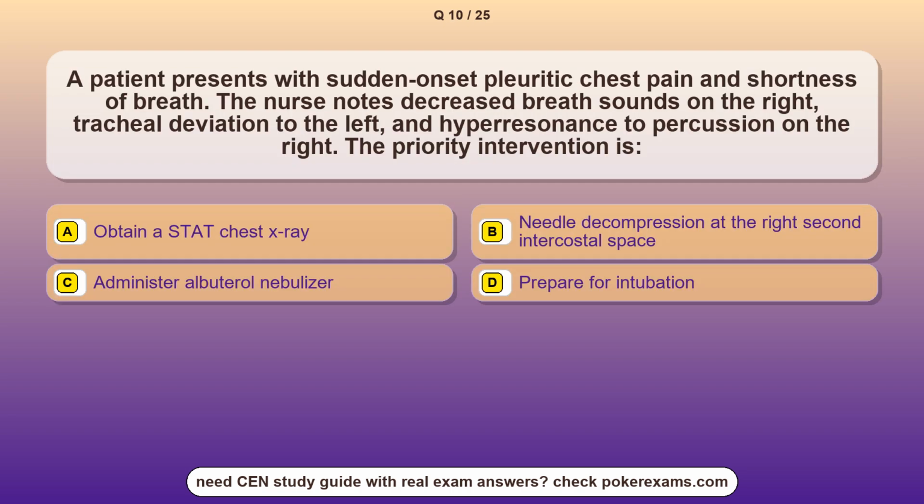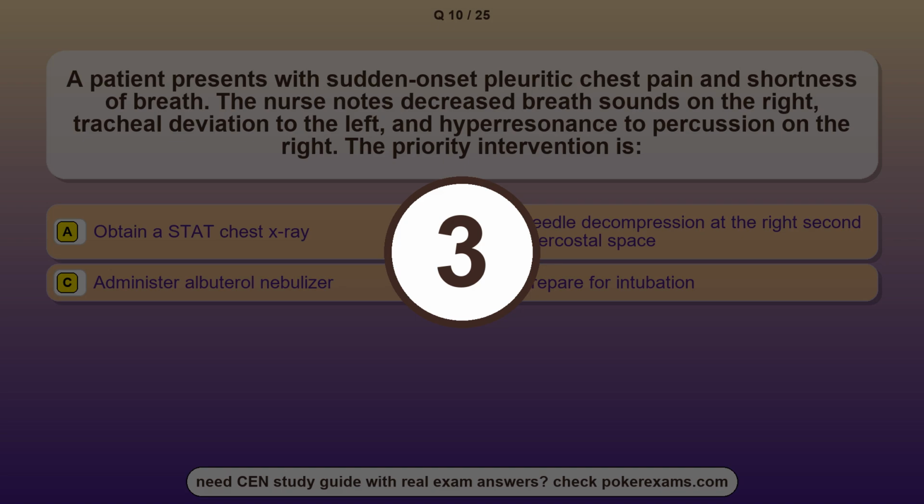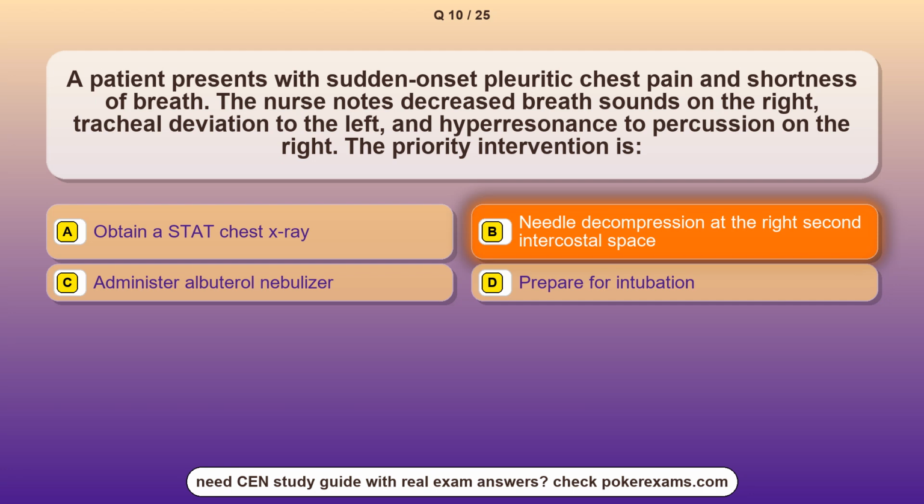Question 10. A patient presents with sudden onset pleuritic chest pain and shortness of breath. The nurse notes decreased breath sounds on the right, tracheal deviation to the left, and hyperresonance to percussion on the right. The priority intervention is: Option A. Obtain a stat chest X-ray. Option B. A needle decompression at the right second intercostal space. Option C. Administer albuterol nebulizer. Option D. Prepare for intubation. The correct answer is option B. Needle decompression at the right second intercostal space.